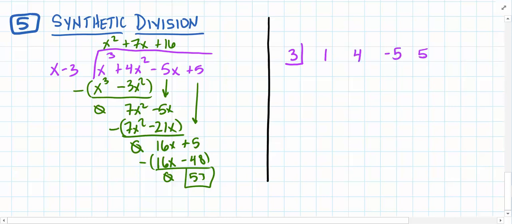Then the structure goes, I'm going to skip a line and draw a line. Skip a line, draw a line. And I'm going to bring down my 1, and everything gets added here.